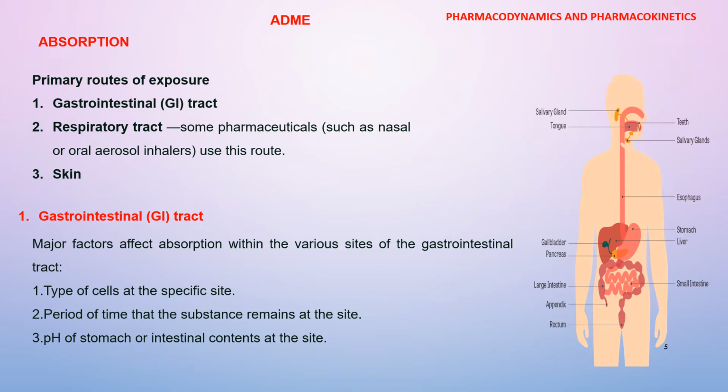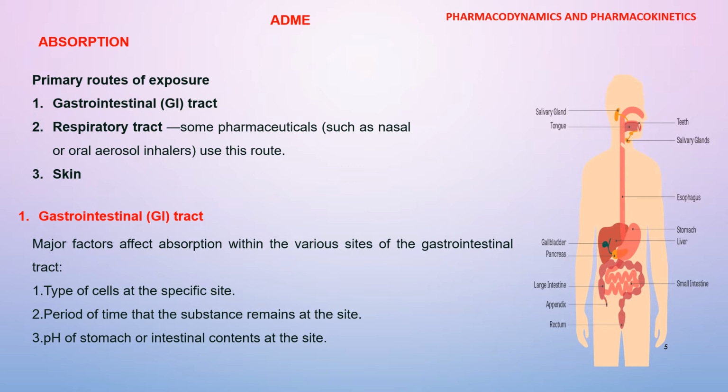Most drugs undergo GI or gastrointestinal absorption. This is the concentration of the drug that is absorbed from the gut lumen into the portal circulation. The major factors that affect the absorption within the GI tract are the type of cells at the specific site, the period for which the substance remains at the site, and pH of the stomach and presence of intestinal contents at the site.